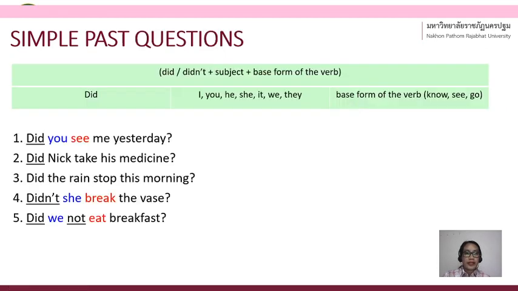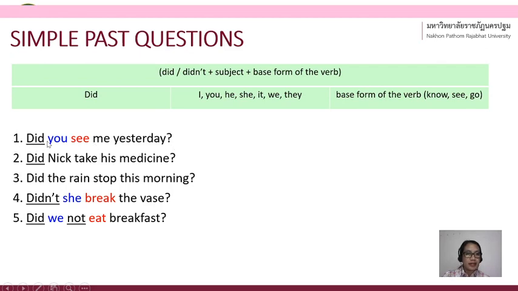We will also discuss simple past questions. So the formula here is did or didn't, plus subject, plus a base form of the verb. So did or didn't, plus subject I, you, he, she, it, we, they, plus base form of the verb, like for example, know, see, and go. Number 1 example in the sentence here. Did you see me yesterday?